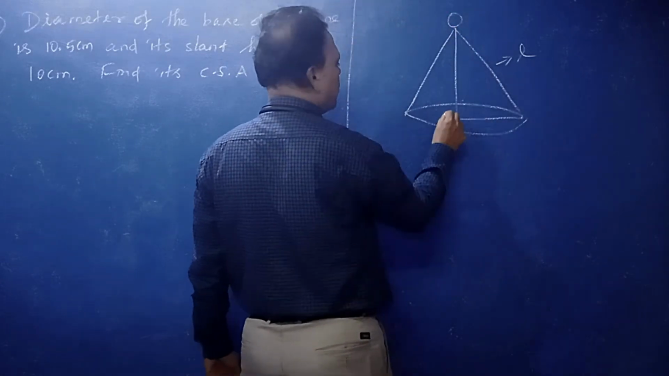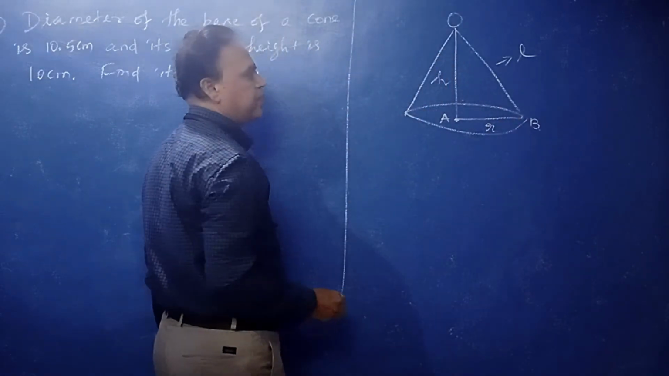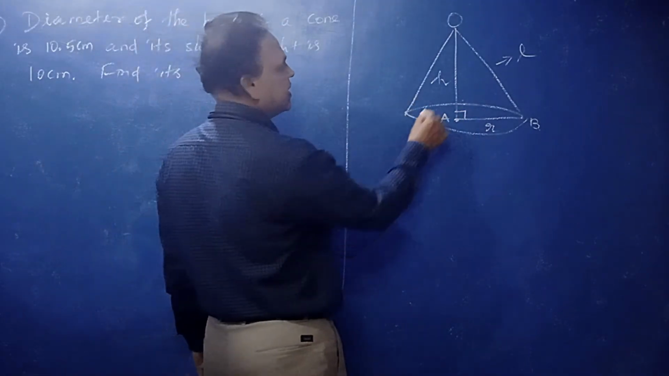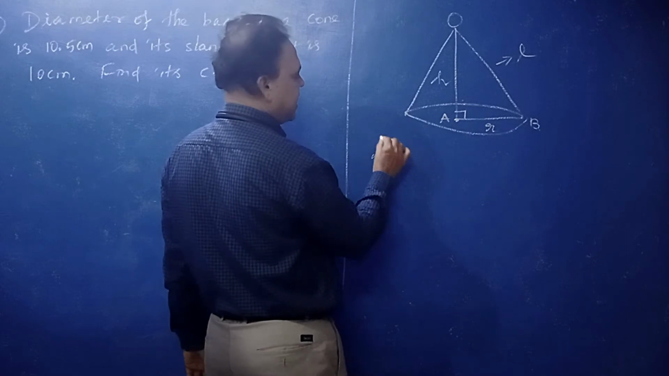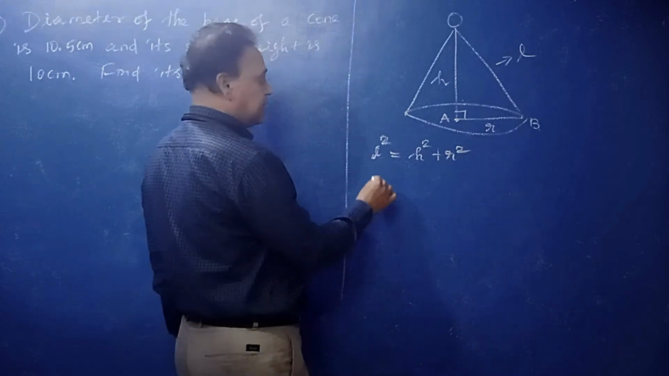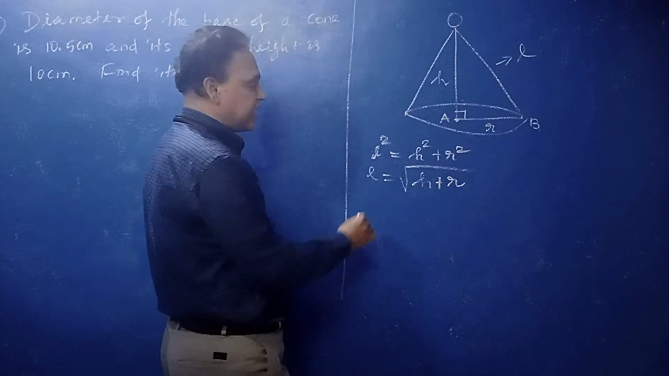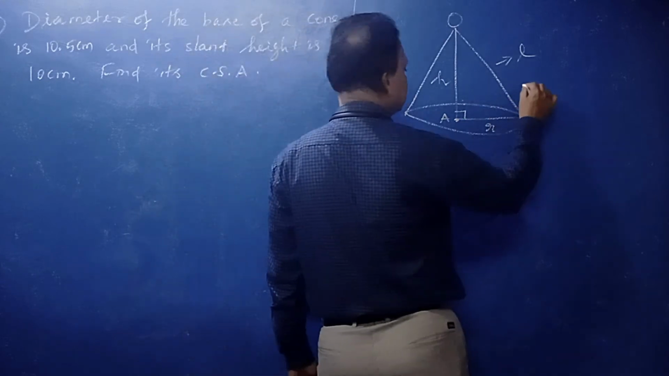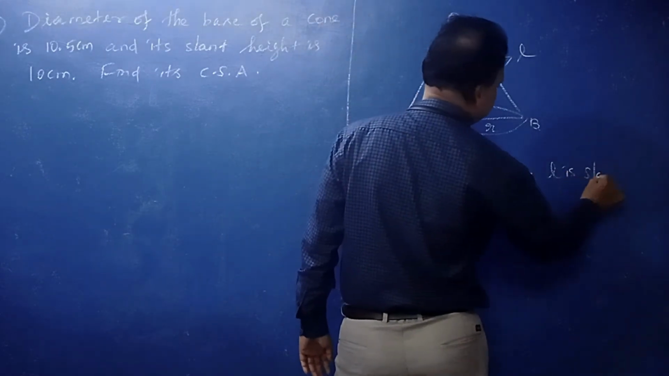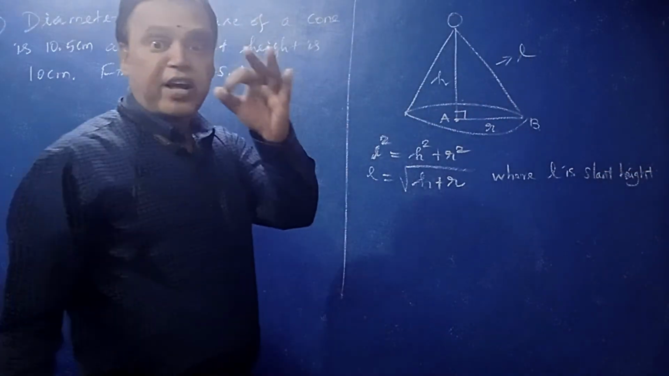Then suppose OAB. AB is the radius, OA is the height. Slant height means this is exactly 90 degree perpendicular. So you can use Pythagoras theorem: slant height squared is equal to h squared plus r squared. Therefore, L is equal to square root of h squared plus r squared. This is slant height, where L is slant height. That is very important.